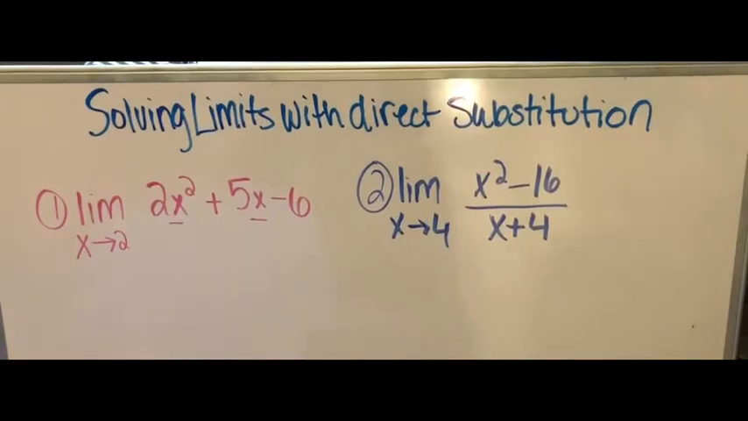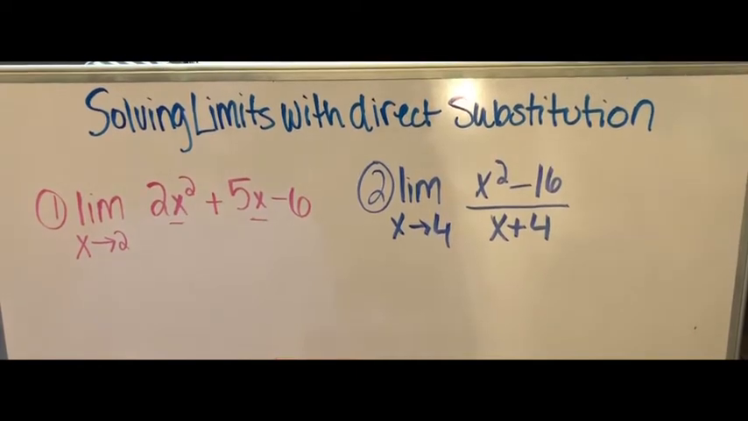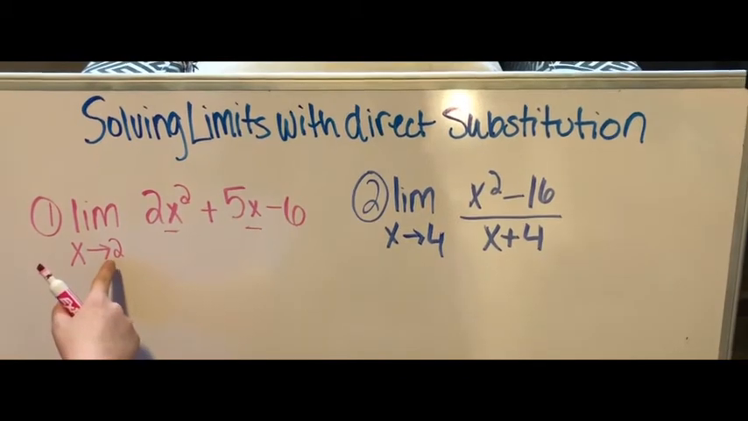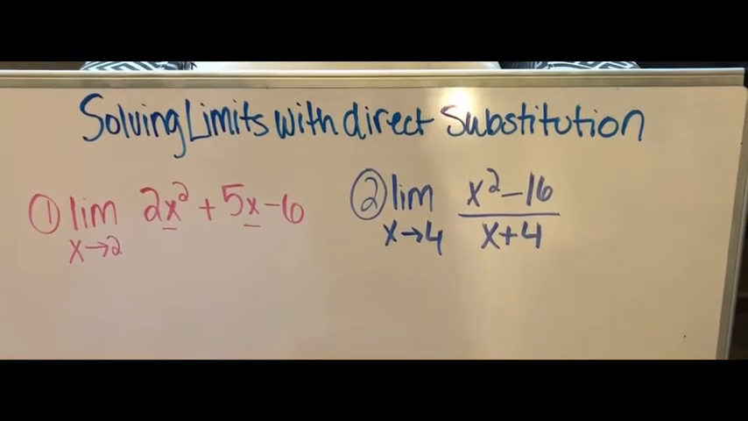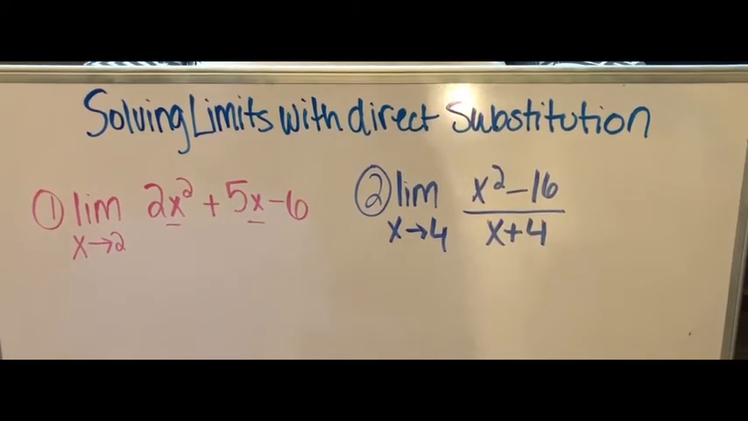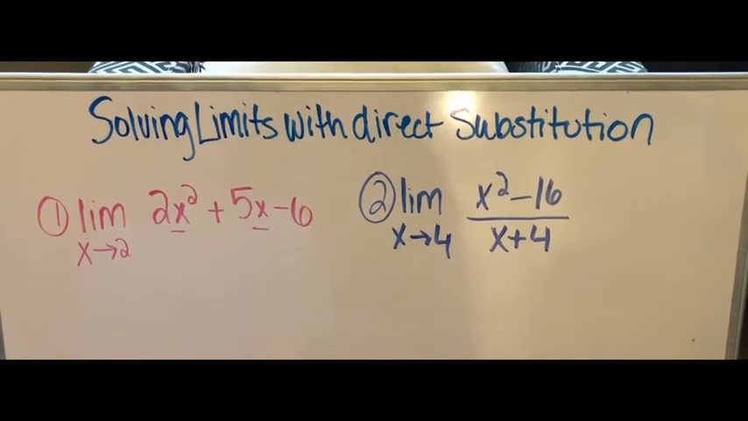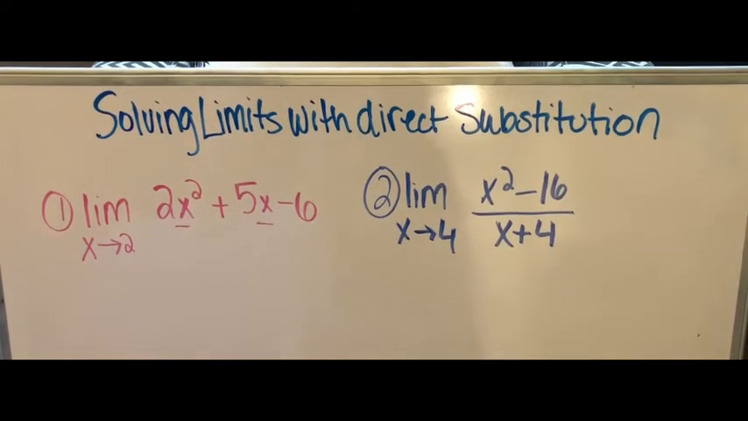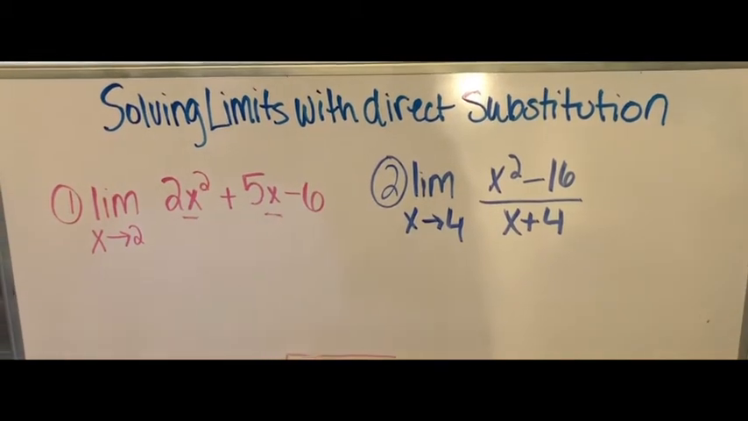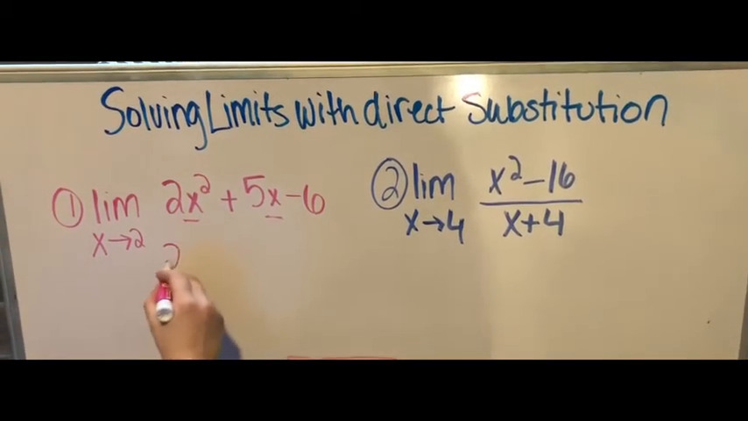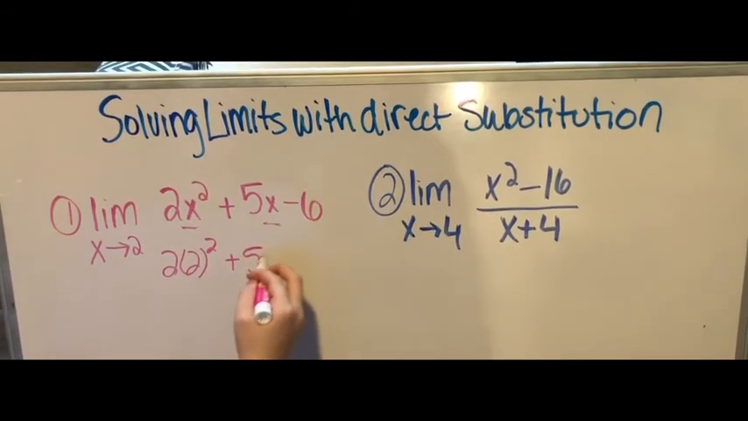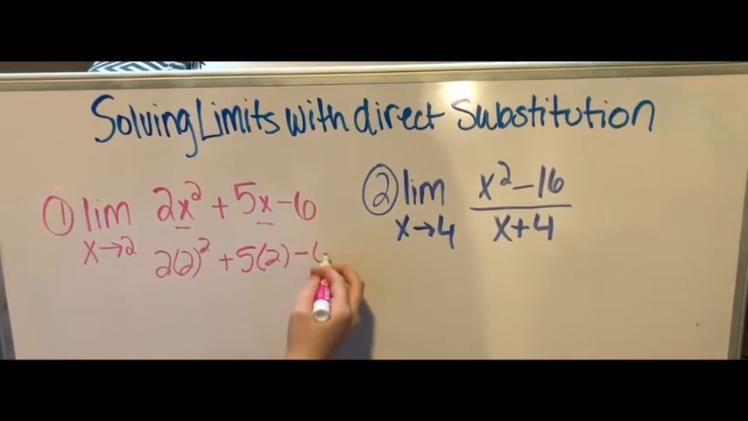Now we're going to look at solving limits with direct substitution. Direct substitution means as x is approaching a number, we are going to then put that number into the problem where there is an x and try and solve the problem. For example, we are going to look at the limit as x approaches 2 of 2x squared plus 5x minus 6. We are going to plug this 2 into every place that there is an x. So now we're looking at 2 times 2 squared plus 5 times 2 minus 6.